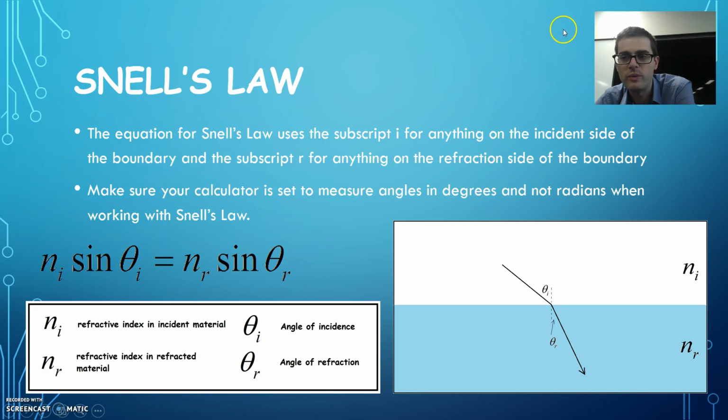So if we know that formula, we can then work out things like the angle of incidence and the angle of refraction if we're given other information. So in this little diagram here to the right, I've just kind of illustrated what I'm talking about. So Ni is the refractive index for the incident material it's coming from. Theta I is the angle of incidence there, measured around the normal, as we talked about before. And then theta R is the angle of refraction, and Nr is the refractive index of the material it's passing into. So we've used I for anything that has to do with the incident side, and R for anything that has to do with the refracted side of the boundary.